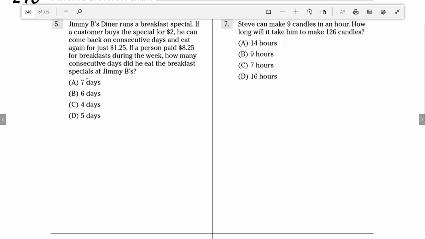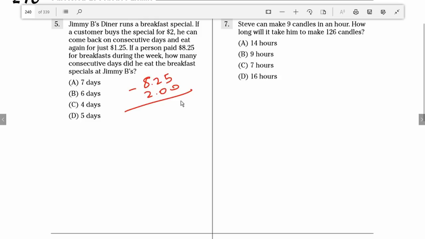Okay? So to answer this question, we want to find out how many days in a row did this person eat breakfast at Jimmy B's. We're told that the first breakfast costs $2. So right away we're going to take $8.25 and minus $2 from that, because this is the first day.